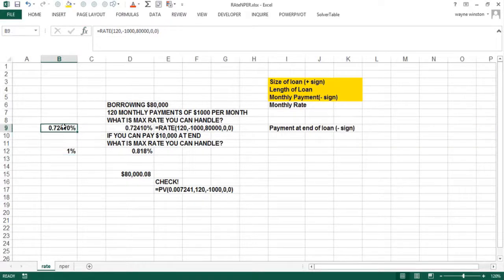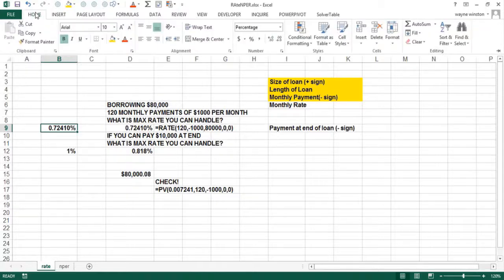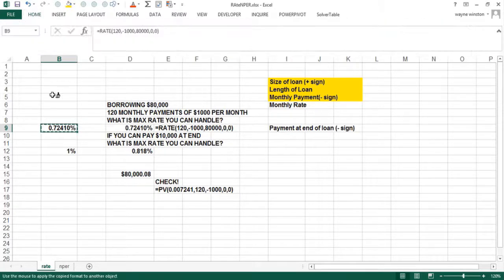Again, let's change that format. If I do Home, Format Painter, I can just change the format right there, like that. And double clicking the Format Painter means it stays on until I hit the Escape key. So I can handle 0.818% interest. And as a check, if you use the PV function on the original first problem, present value of that monthly rate, 120 months of a payment of minus 1,000, you get $80,000. So that does work out.